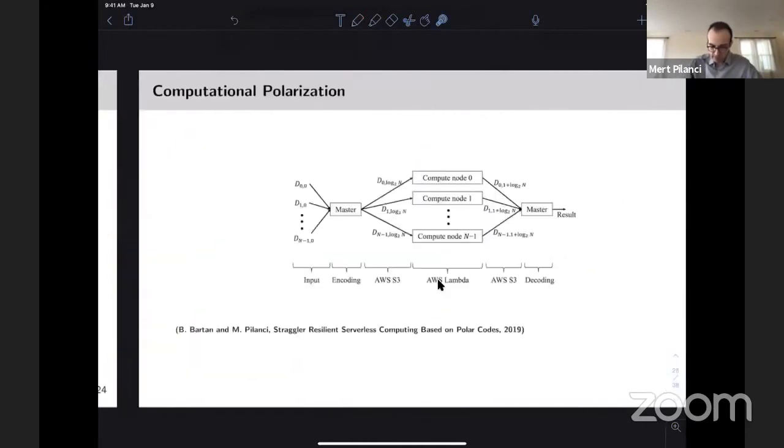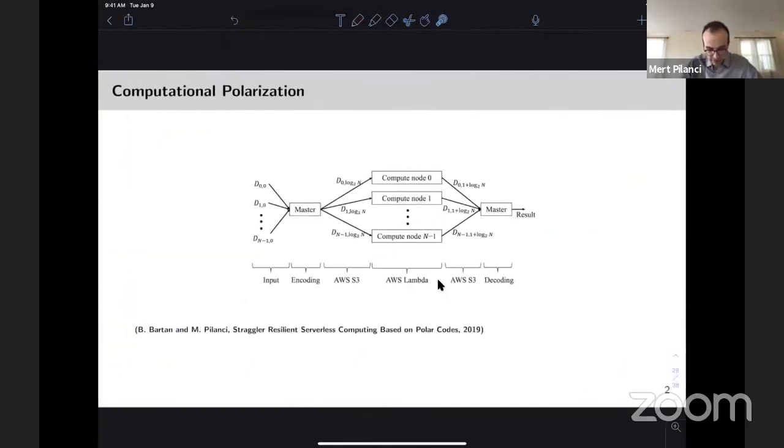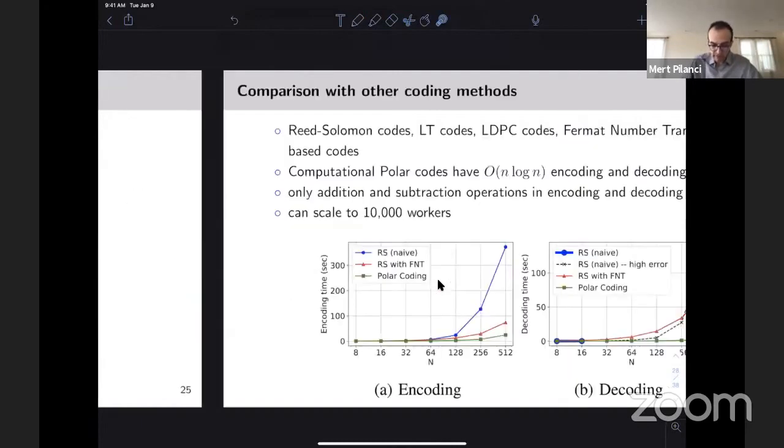Yeah. Okay, and then here's how the system looks. We have some encoding step, which is that butterfly transformation on the data matrix. And then we put everything into a storage service like Amazon S3. And then we call these Lambda functions. And then we do decoding locally. This is how the distributed computing system will look.